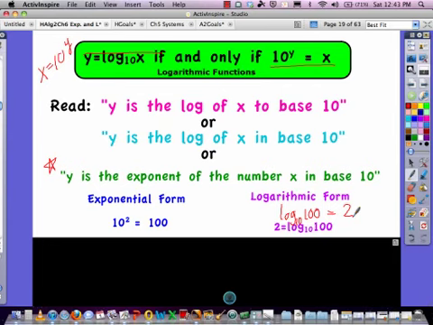If you like one of the other methods, I might say the exponent for the number 100, if I'm in base 10, is 2. So there's nothing missing. These are true equations. Everything's there. But this is how you have to get used to and be able to go back and forth from what we call exponential form to logarithmic form.